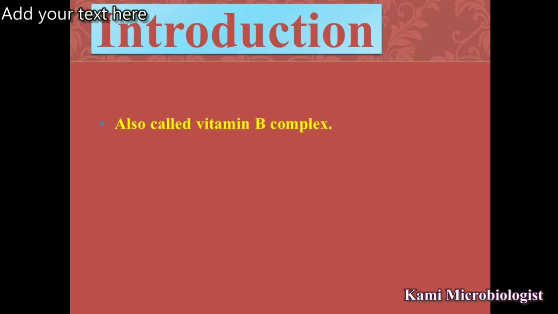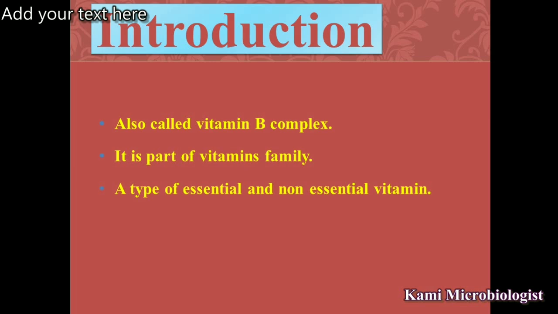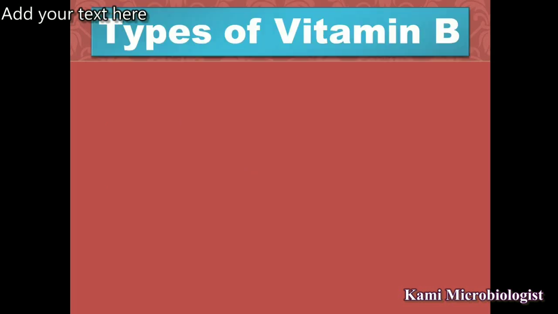Let's see what is actually vitamin B. Vitamin B is also called vitamin B complex, and it is part of the vitamins profile, meaning it belongs to the vitamin family. Is vitamin B essential or non-essential, meaning can the body make it? There are some vitamins that the body can make, but mostly vitamins are not made by the body. Mostly the B vitamins are water soluble vitamins.